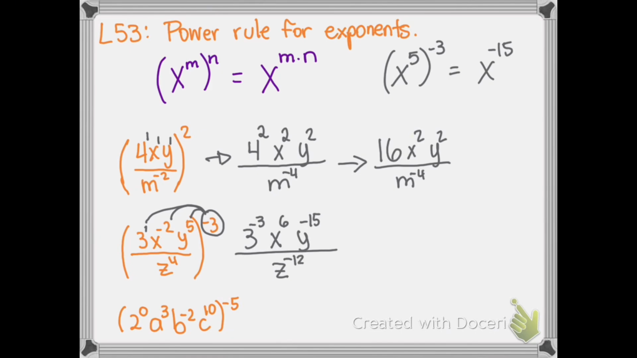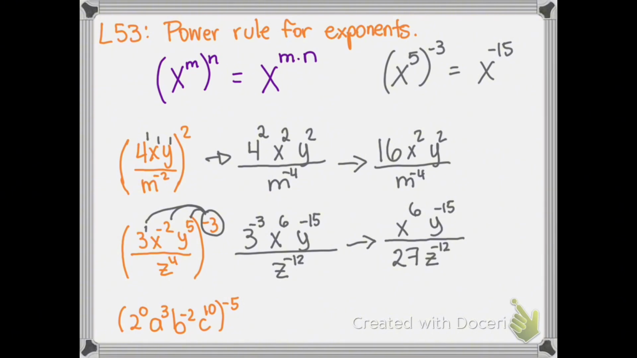Again, all we have to do now is simplify the 3 to the negative 3rd power, which is going to send it to the bottom. 3 to the 3rd power is 27, so we'll put the 27 here, and then z to the negative 12, and on the top, x to the 6th power, and y to the negative 15 power. And that's it. Very, very simple.